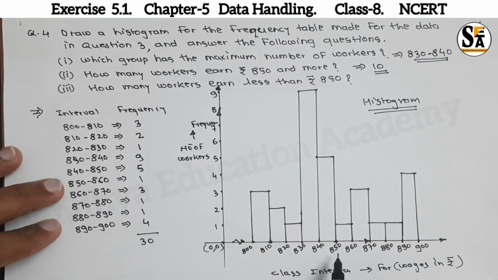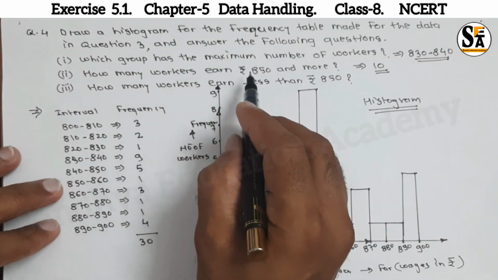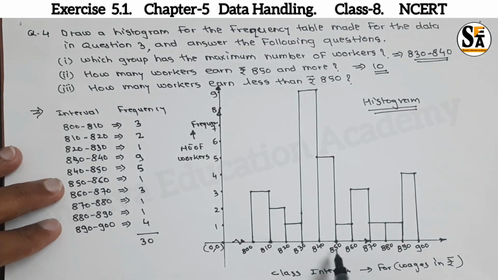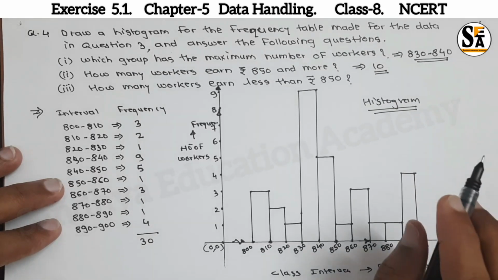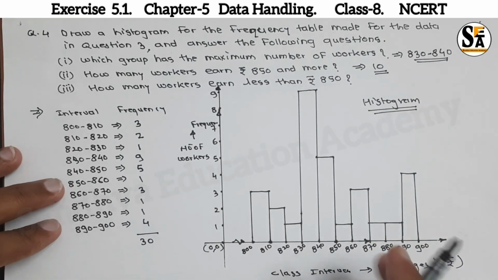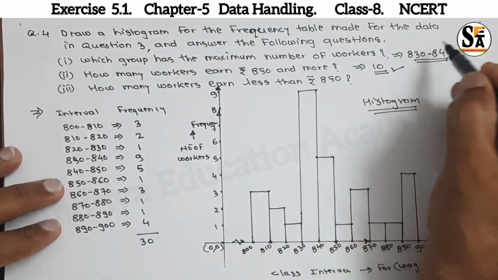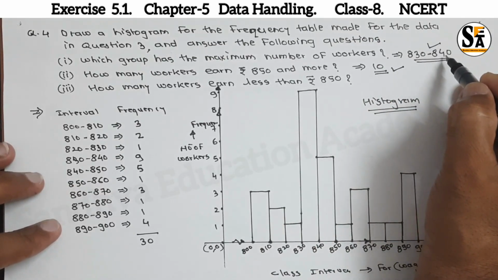10 workers are earning more than 850. Here also, as this is marking, 1 plus 3, 4, 5, 6 plus 4. If we make addition of all these workers, then we get the number 10. So 10 is our answer. First answer is the 830 to 840 group.